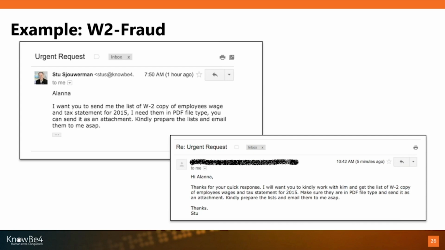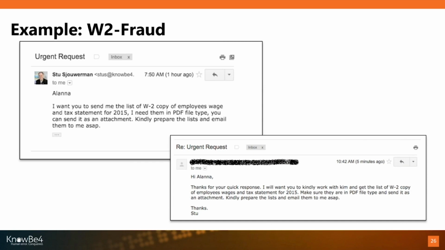Now, I see this every year. It always makes me sad because, frankly, when these bad guys get a hold of these W-2s, they turn around and file taxes on behalf of all of these employees. All of these employees this year happen to get a refund. By the time the employees start filing their real taxes, it's too late. The attackers have taken the money, they're gone, and it opens up a huge can of worms for the victims of these sorts of attacks.